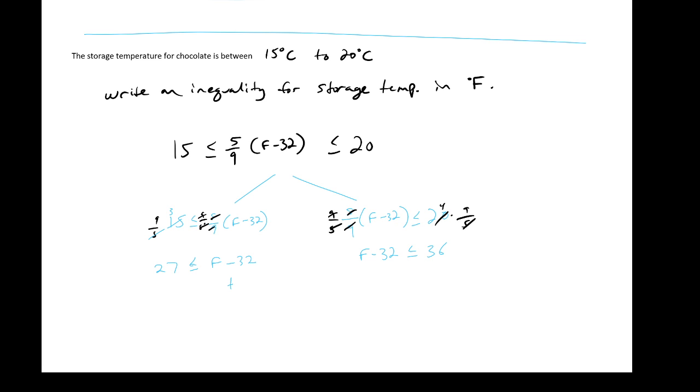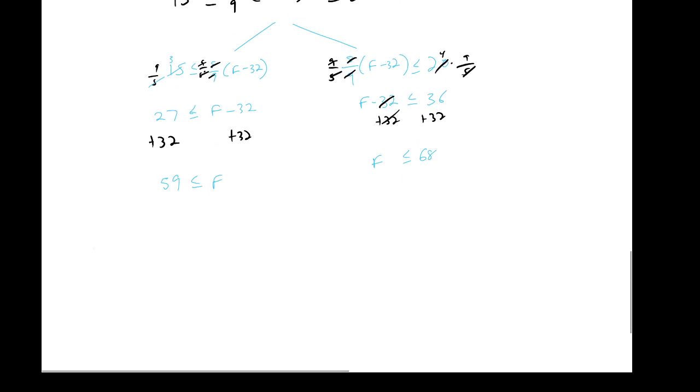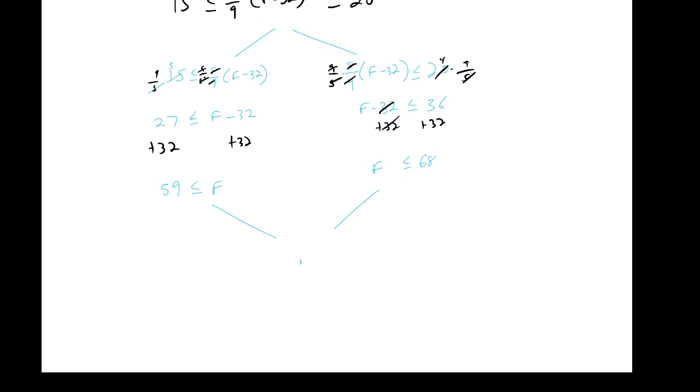I'm going to have to add 32 to both sides. So plus 32, plus 32. It's going to cancel on the right, so on the left it's going to be 59 ≤ F. And on the right, again, I'm going to add 32 to both sides, and it's going to cancel, so I have F ≤ 68. And look, I can put these two together with the F in the middle: 59 ≤ F ≤ 68. So that's my range in degrees Fahrenheit.